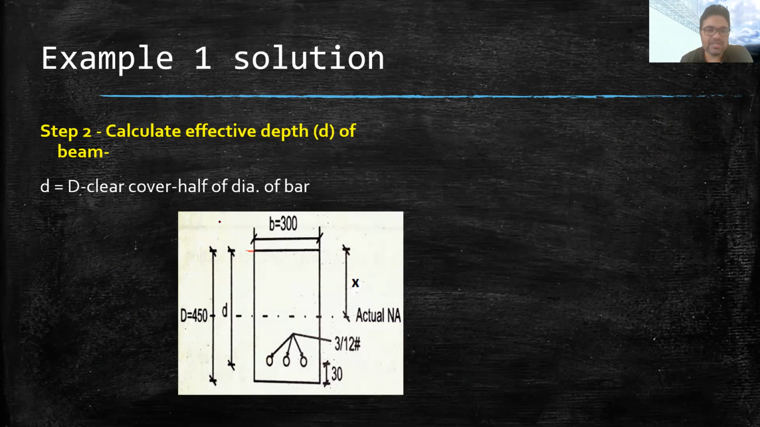Well, clear cover is already given in the question, which is 30 mm, and half of the dia of bar will be 12 by 2, because the dia of bar is 12 mm. So by putting all the values, overall depth is 450, minus clear cover and half of the dia of bar, d is 414. So the effective depth of the beam is 414.